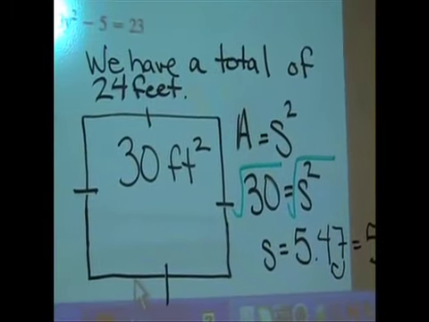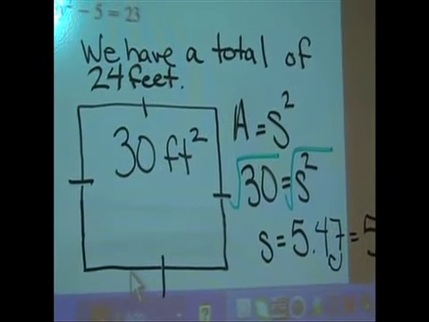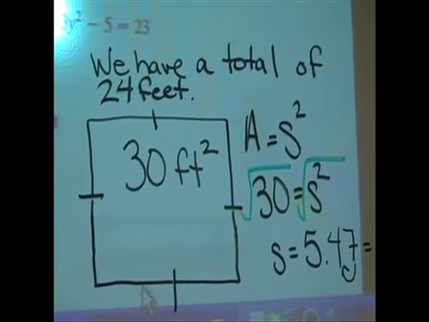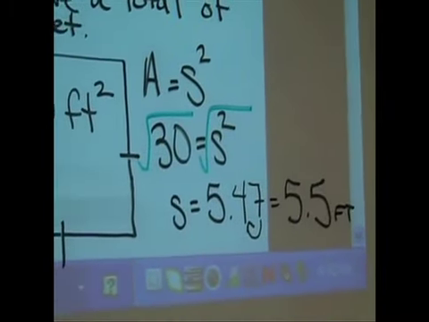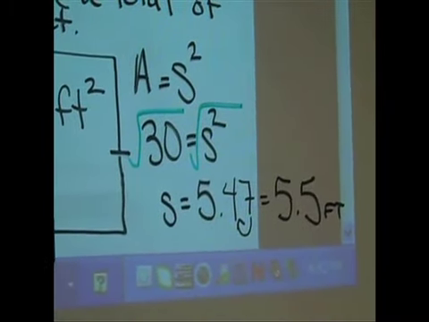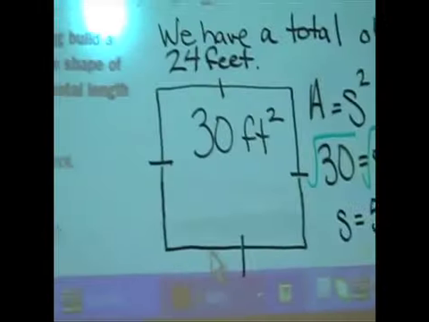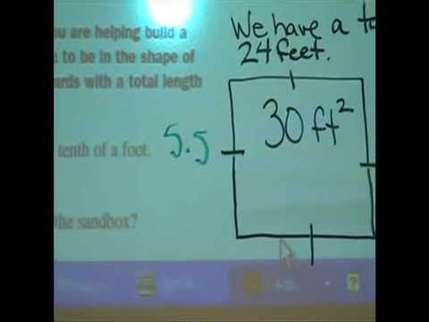How do we find what the answer for one side is? The square root of 30. So you'll put in your calculator 30 and hit the square root. Once you do that, you realize you get an answer of 5.47. We need to round it, so the closest is 5.5 feet. Now we know each side of this square is going to be 5.5 feet.